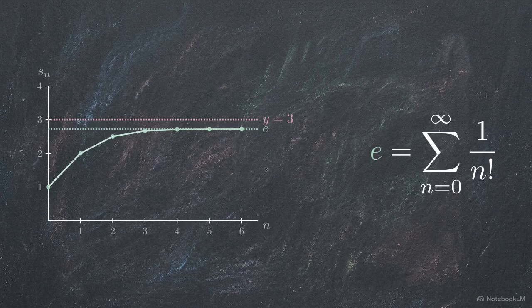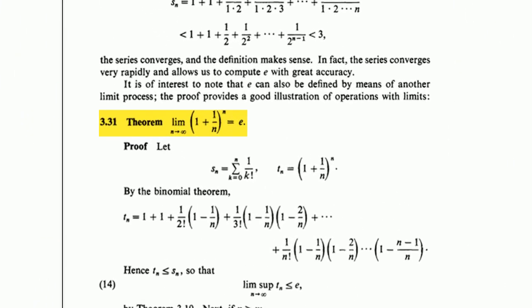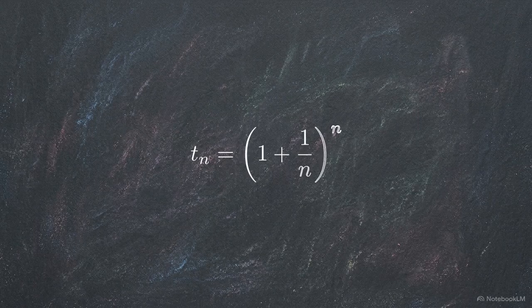everything else about e. If you open a standard calculus textbook, you'll see a different definition. The limit as n approaches infinity of 1 plus 1 over n, all raised to the power of n. We need to prove this limit is exactly equal to our factorial series. Let's call this limit sequence t sub n.